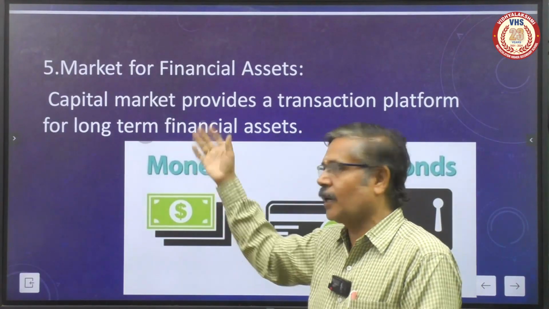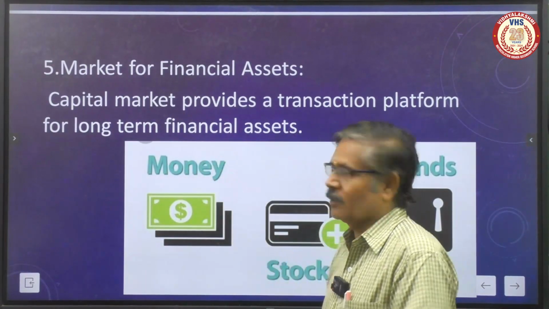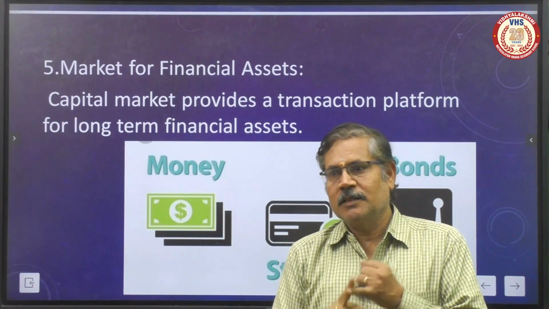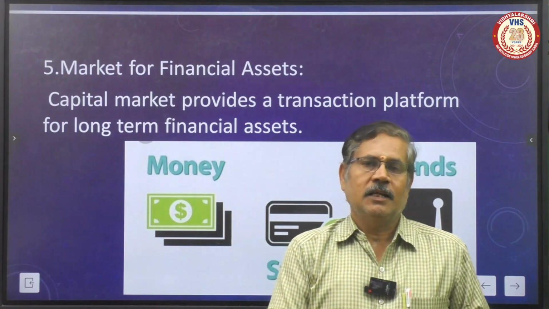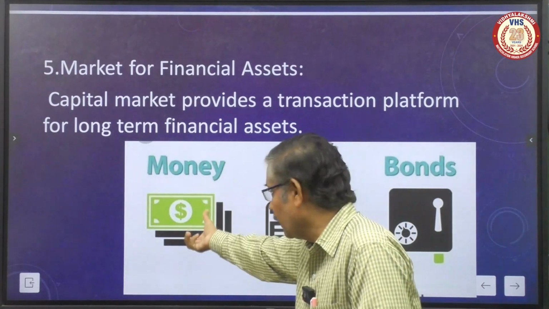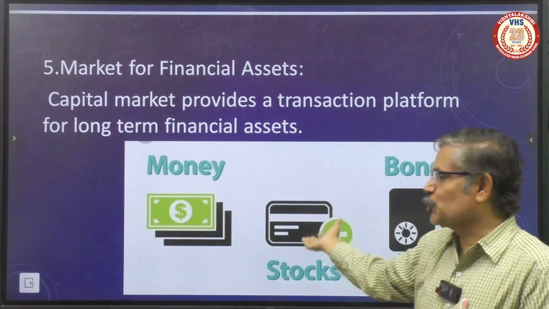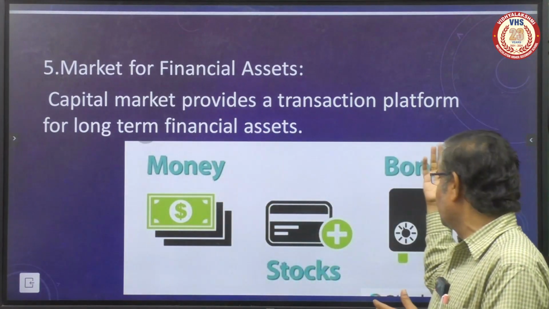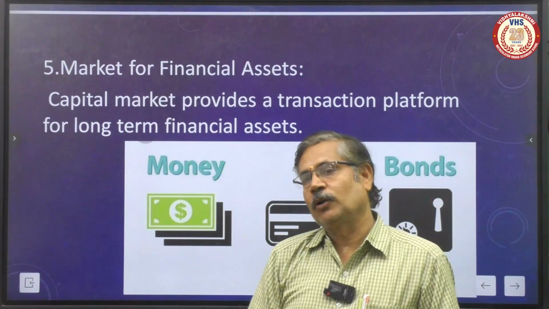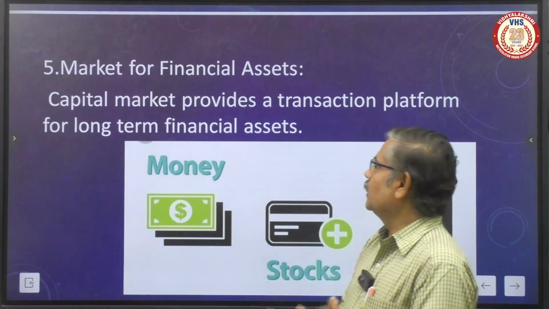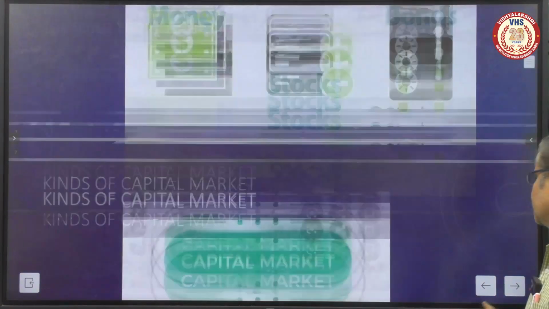In the money market, there are three important documents: commercial paper, certificates of deposit and treasury bill. That is what is meant by money: within a year. Stock, we deal with for more than a year. Bonds, we deal with for more than a year. That is what is meant by the market financial assets.